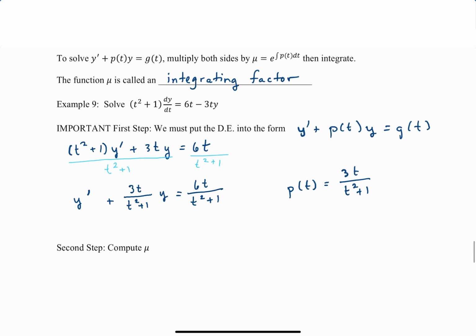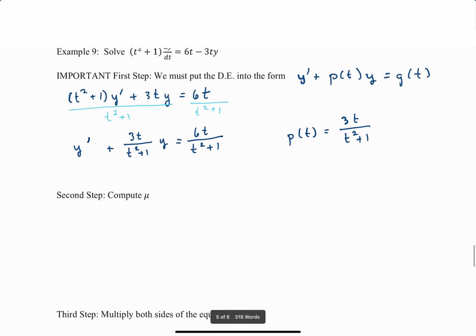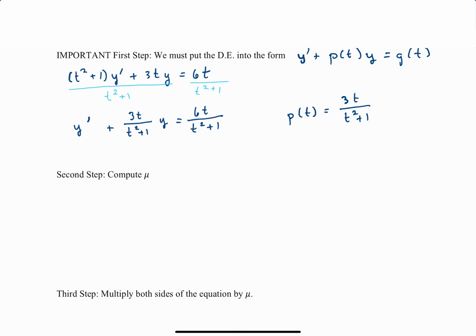Now we're ready to compute our integrating factor mu. Mu is e to the indefinite integral of p of t dt. So I need to know what the indefinite integral of p of t dt is. Well, we just said that p of t would be 3t over t squared plus 1 dt.